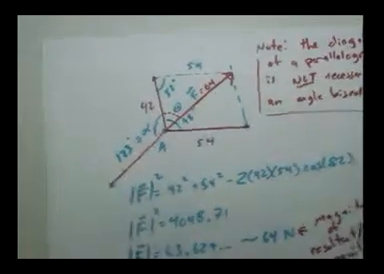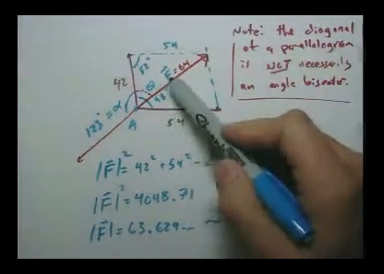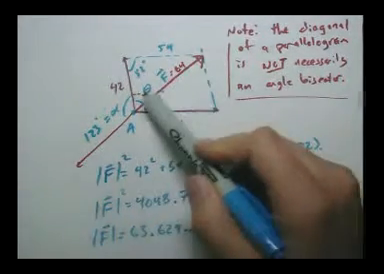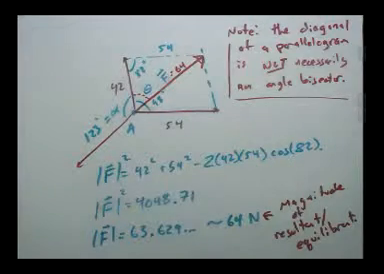So there is our new forces situation. We found F using the law of cosines. We found theta using the law of sines. Took the supplement to get the angle that was requested of us.